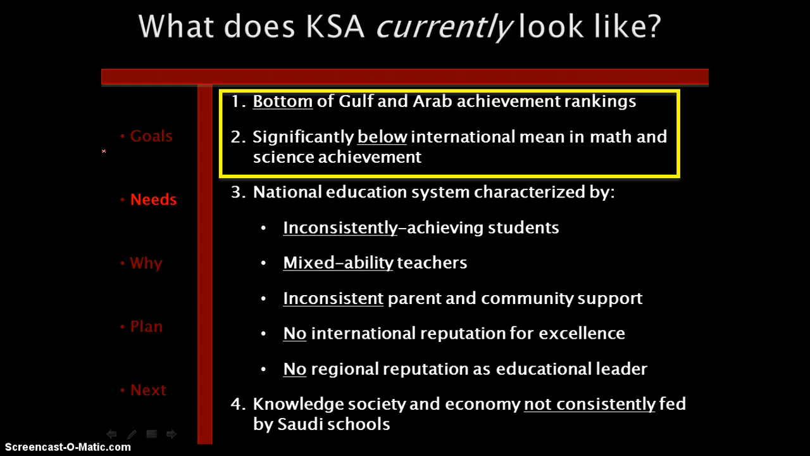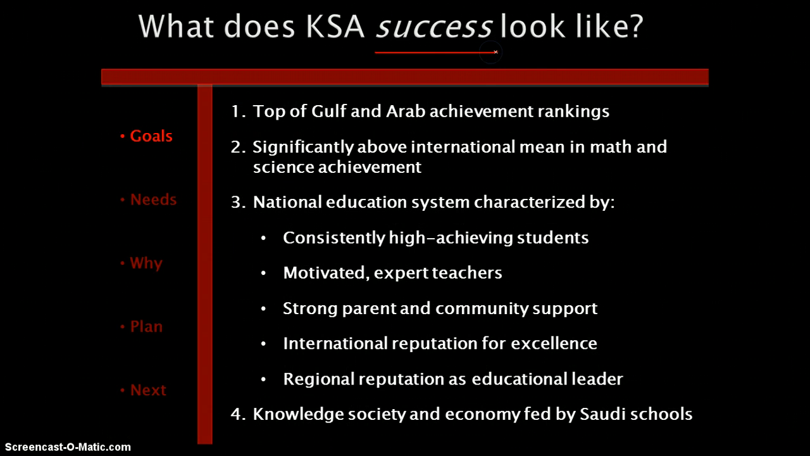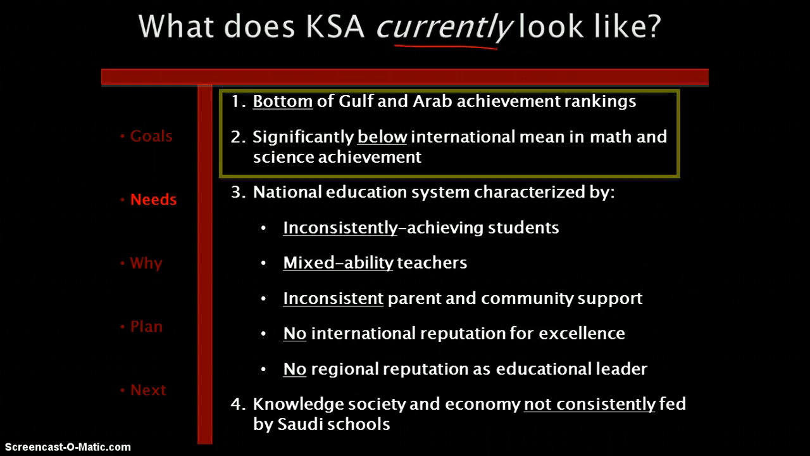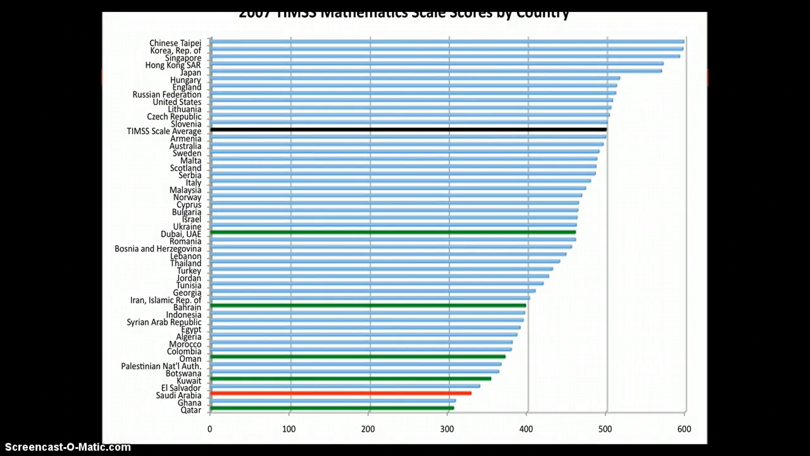And we were looking at how the Kingdom of Saudi Arabia can use the Trends in International Mathematics and Science Study data, which is one of those big international assessments, to track itself, to develop its own education system and thereby develop communities within Saudi Arabia itself. And we'd looked at what Kingdom of Saudi Arabia's success looks like, and what it currently looks like. We were focusing on these top two indicators. It's at the bottom of the Gulf and Arab achievement rankings, and it's significantly below the international mean of mathematics and science achievement. And so we could start to ask, well, what does that really look like?